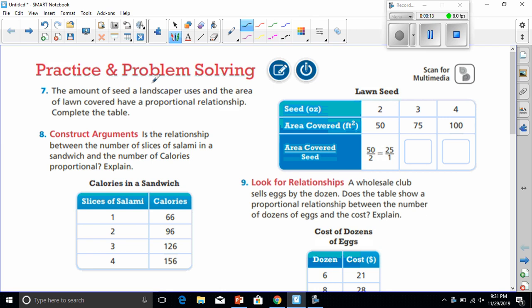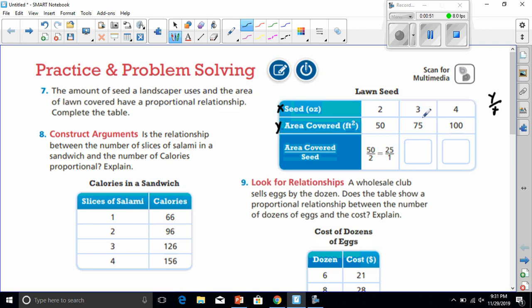The amount of seed a landscaper uses and the area of lawn covered have a proportional relationship. Complete the table. They're telling you the relationship is proportional, so we know that these all have to be the same. As you can see here, the first one's always x, and the second one's always y. We always put y over x when solving for a ratio. So this is 50 over 2, 50 divided by 2 equals 25 over 1.